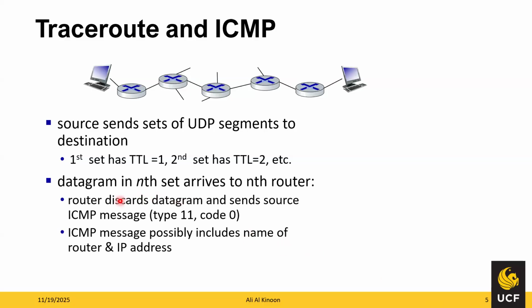So here we have a datagram in the nth set that arrives at the nth router. Basically, the router sends an ICMP time exceeded message back to the source, which is going to be type 11, code 0. This means that it may include the router IP address, which allows traceroute to show the hop on screen.